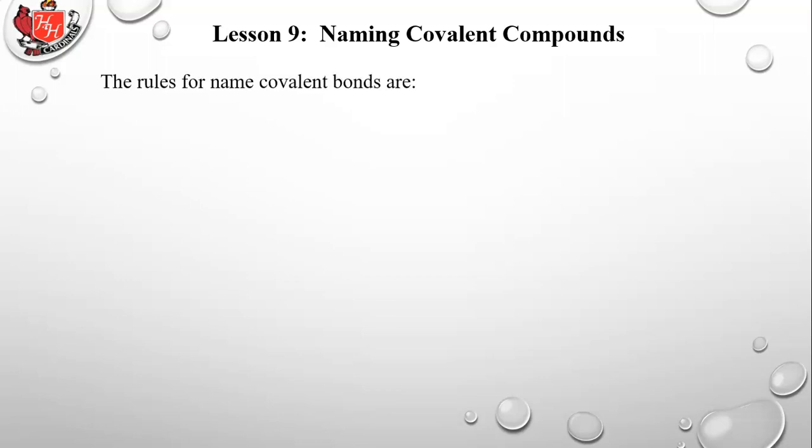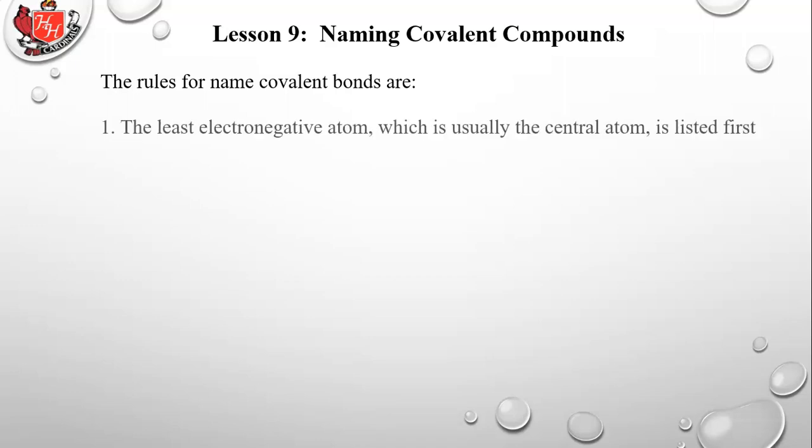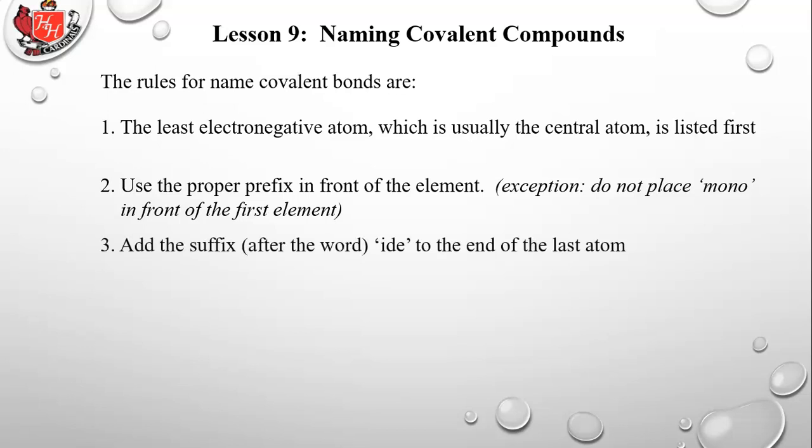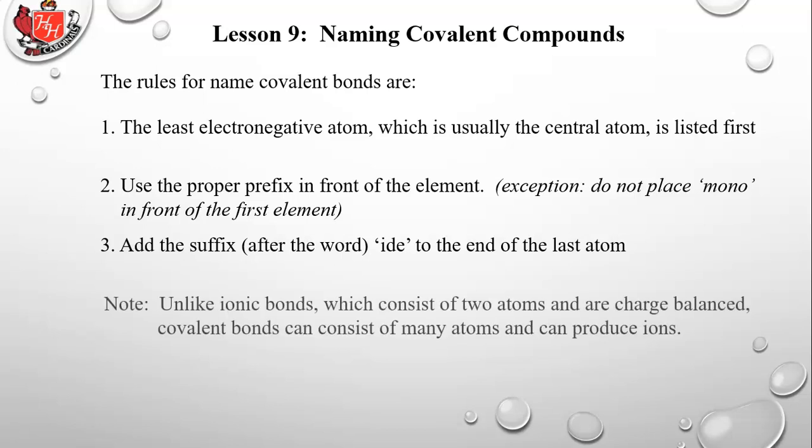The rules for naming covalent compounds are: 1. The least electronegative atom, which is usually the central atom, is listed first. 2. Use the proper prefix in front of the element. Exception: do not place mono in front of the first element's name. 3. Add the suffix IDE to the end of the last atom. Note, unlike ionic bonds, which consist of 2 atoms and are charge balanced, covalent bonds can consist of many atoms and can produce ions.